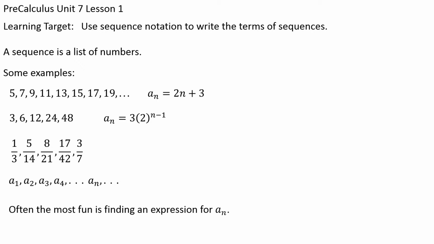So for example, if I want the a sub 4, right? If I want the fourth number, it better be 24. So I plug a 4 in for n. 4 take away 1 is 3. 2 to the third power is 8. 3 times 8, of course, is 24.